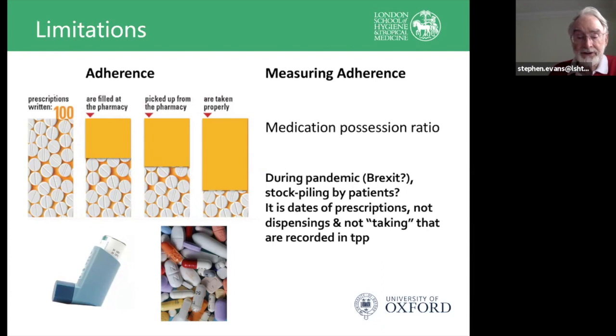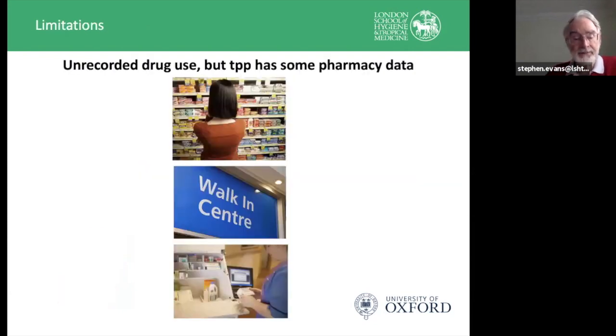And we have dates of prescriptions and not dates of dispensing or dates of taking that are recorded in the database. So there are real limitations in this data. The other limitation is that there may be unrecorded drug use. And although TPP has some pharmacy data, we don't always get that data in a particular study.